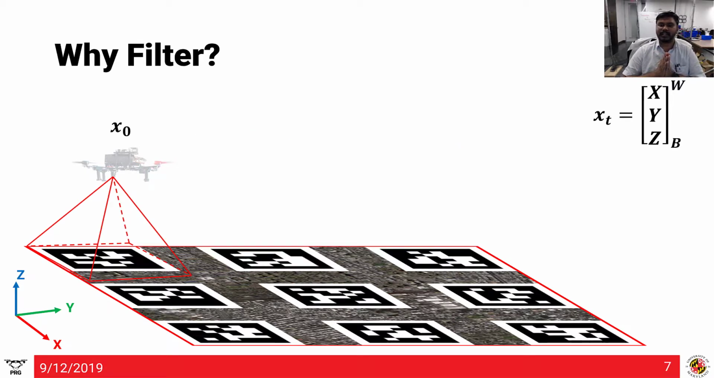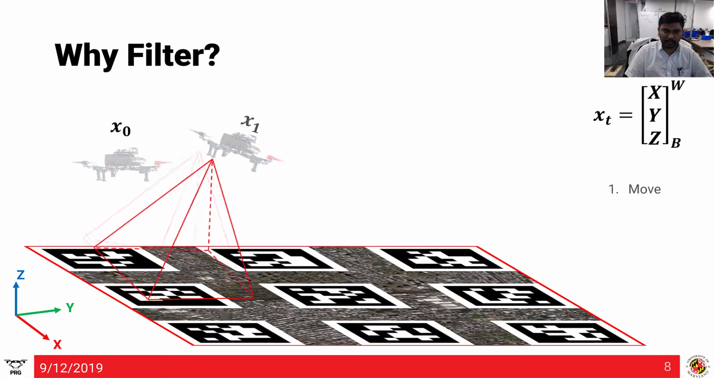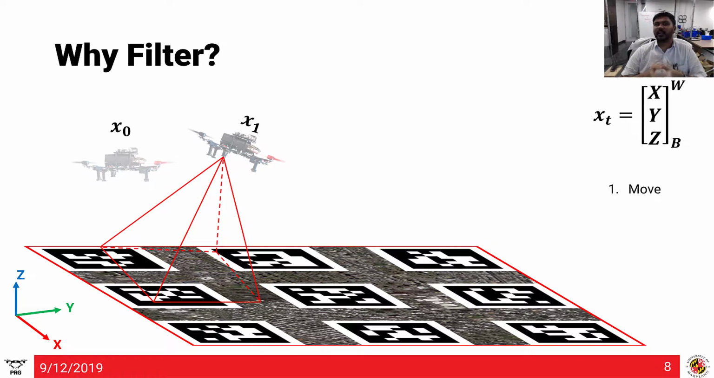So now the quadrotor is at state x0, where it knows its location. The state xt here is defined as the 3D position x, y, and z of the center of mass of the quadrotor in the world frame. And the thing the camera sees is shown in the red pyramid here. Now the quadrotor moves a little bit to x1. It was at x0, it moved a little bit, now it's at x1. Here, the state xt is a time varying quantity and denotes the 3D position of the quadrotor body center in the world frame, like we said before. That includes x, y, and z of the body center in the world frame.